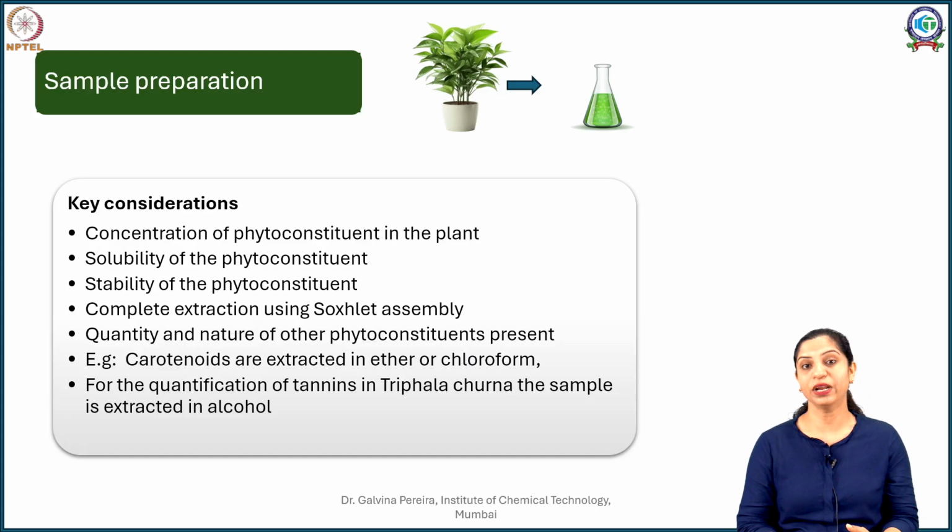The next thing, when I am preparing the sample, is: is my compound stable? In some cases, when we saw alkaloids, we said that basifying them could extract them better in organic solvent. But are they stable to bases? We will also have to check that. So you also have to check the stability of your compound.